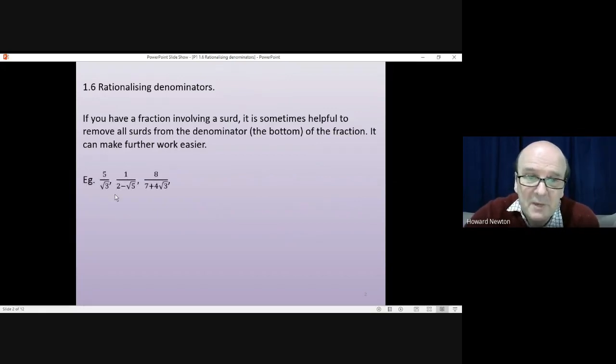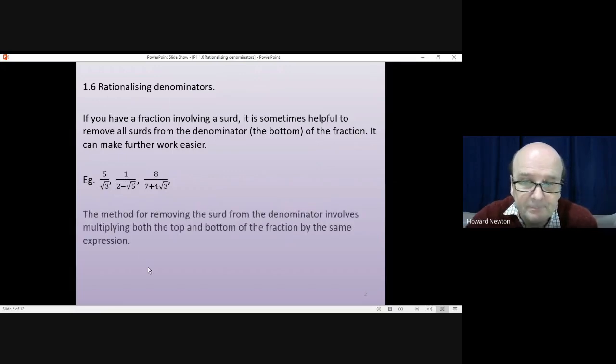So, for example, if you have something like 5 over root 3, where the root's on the bottom, 1 over 2 minus root 5, 8 over 7 plus 4 root 3, any fraction where there's a square root on the bottom of the fraction, there's a technique, or a couple of techniques, for managing to move them off the bottom so that the bottom is a rational number, which is why it's called rationalizing the denominator.